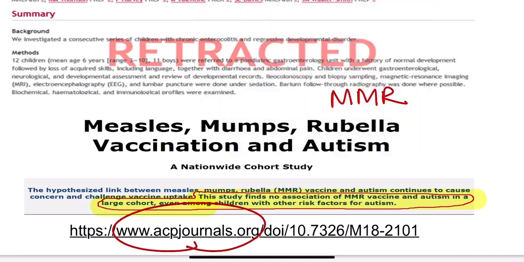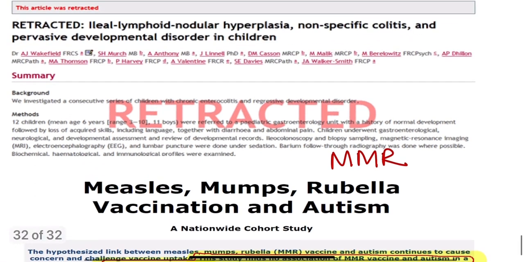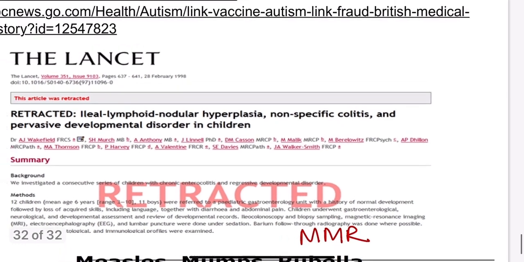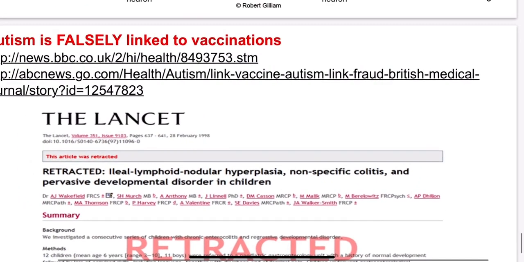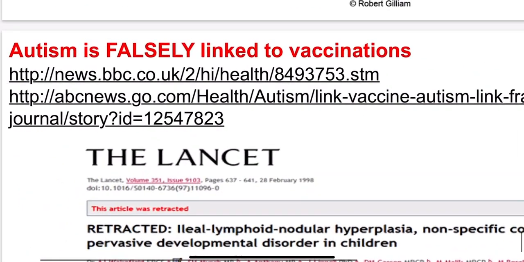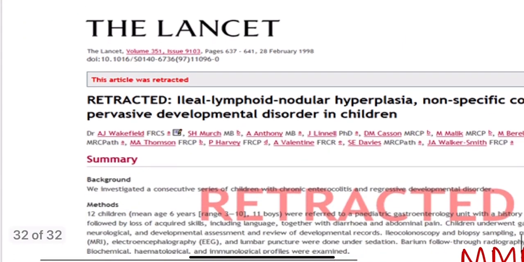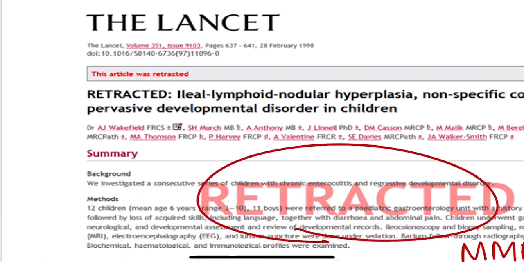Go read it for yourself and go look at what has been done after this one article of Wakefield was published in the Lancet. But as I said, I wanted to point out to you that this is false information, and that we shouldn't propagate fraudulent research that has been published in the past, especially if it has been retracted.